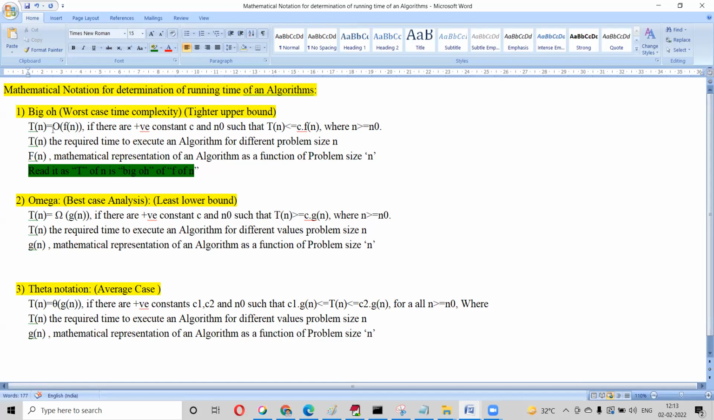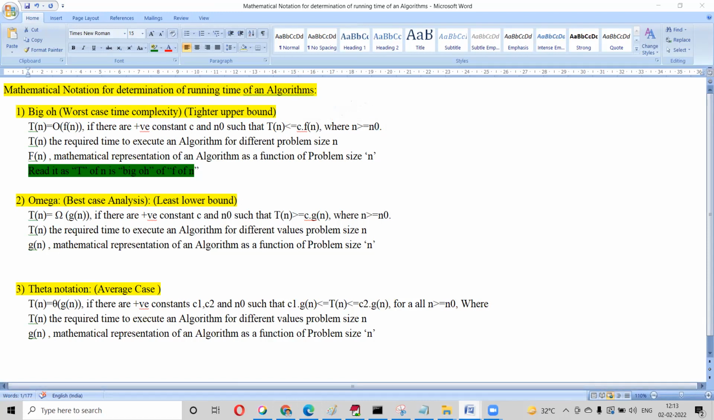So T of n is big O of f of n if there are two positive constants c and n naught, such that T of n, the time required to evaluate your algorithm, is always less than or equal to c into f of n, where n is greater than n naught. This n naught is said to be the minimum threshold value. For example, in the first class, we are telling only the introduction, so you don't consider the first class; from the second class onwards we consider the syllabus. So after 1 or 2 units of time only, we need to consider our algorithms, right?